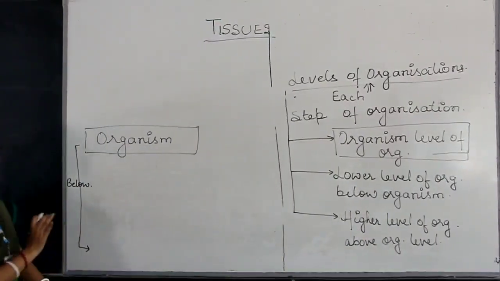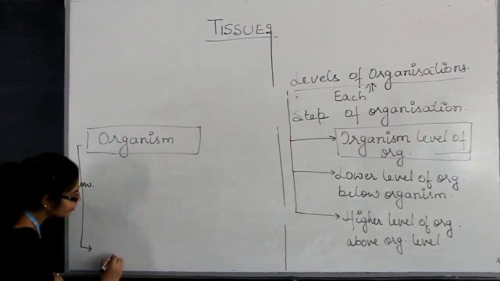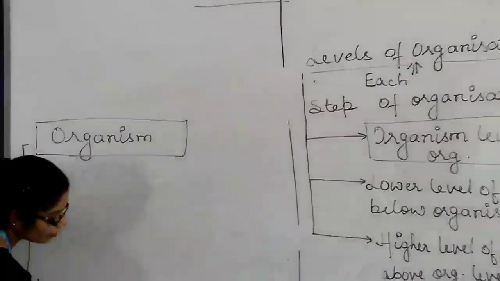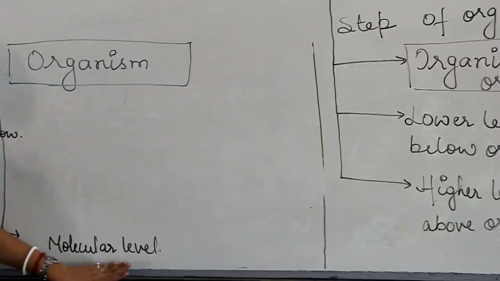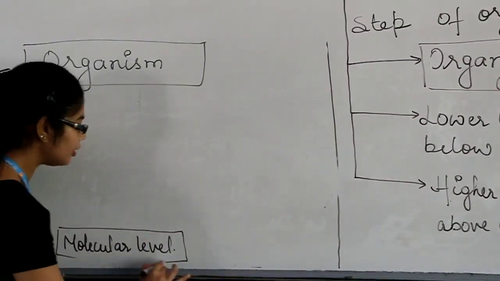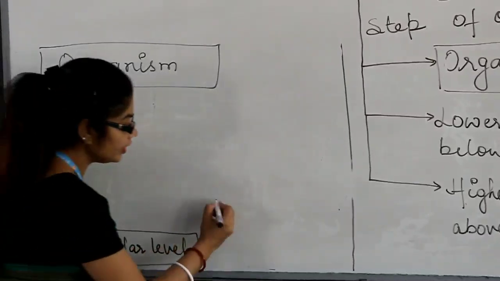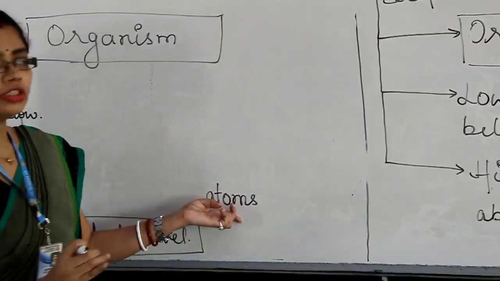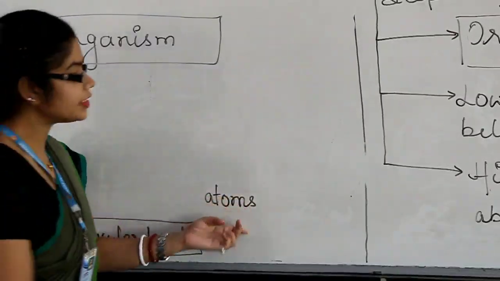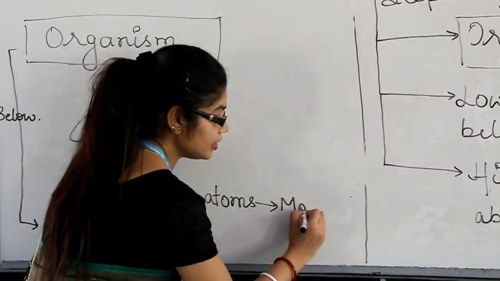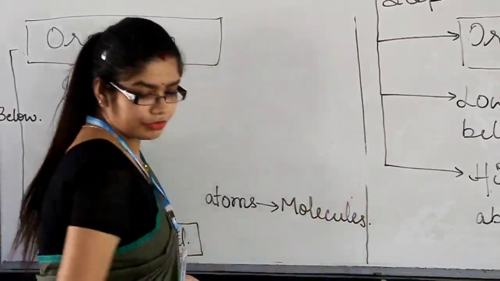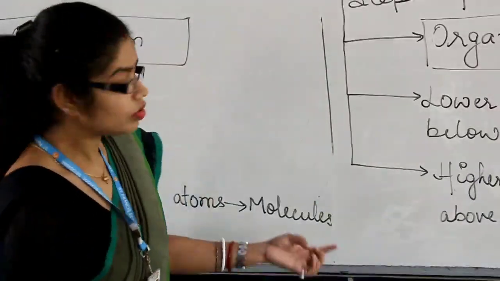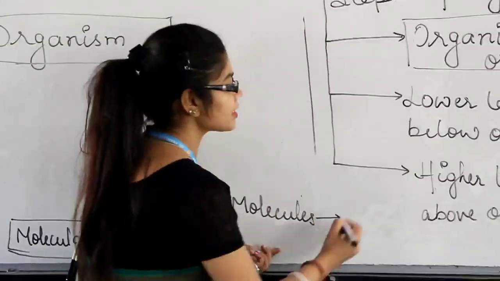So here the lowest level below the organism level is the molecular level of organization. In the molecular level of organization, we find it is actually made up of atoms. We know that atoms do not have any independent existence, so these atoms combine and form molecules. These molecules, either micro or macro, join and form compounds.